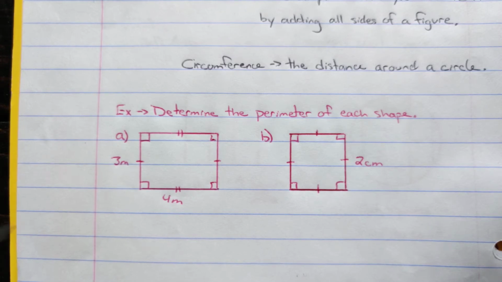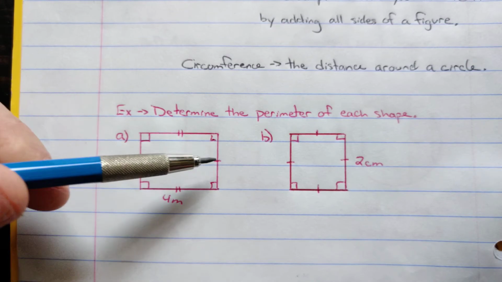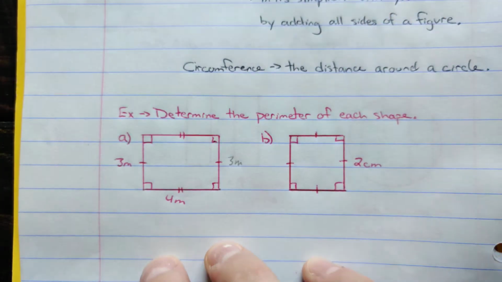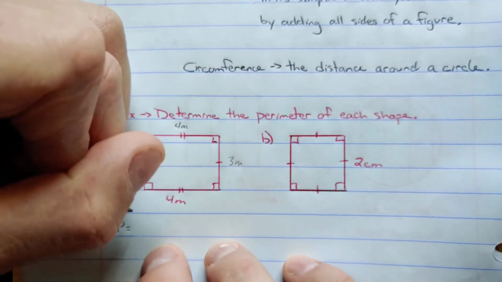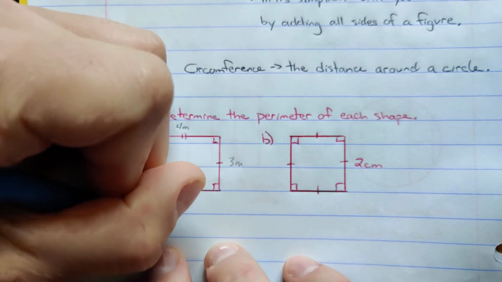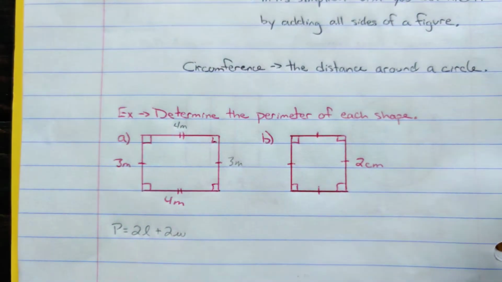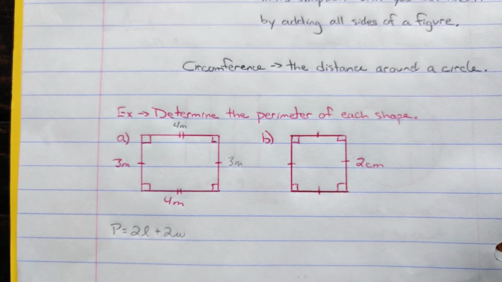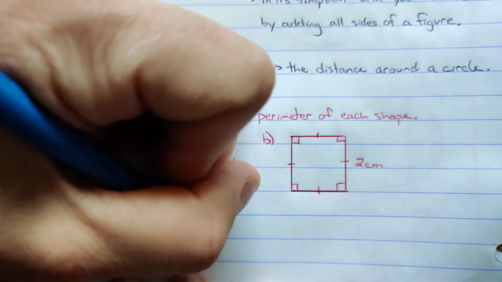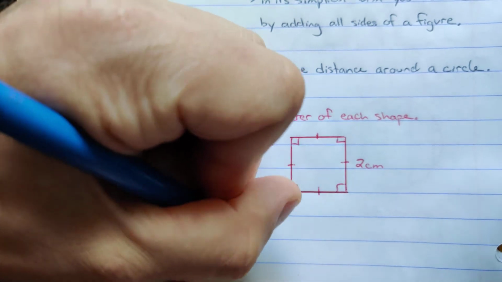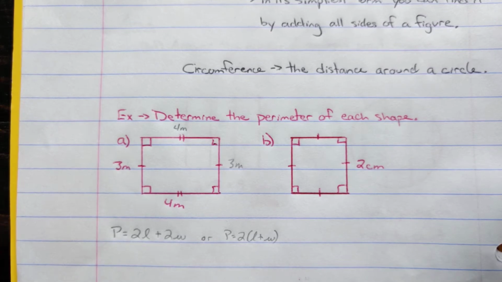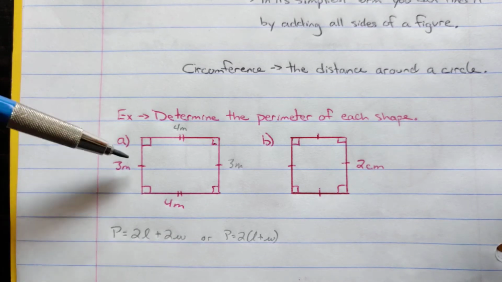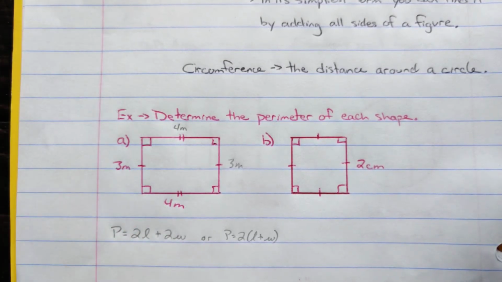We have a rectangle here. Both these sides would be 3 meters. Because of the single tick, both these sides would be 4 meters. The formula for the perimeter of a rectangle is P equals 2L plus 2W, 2 lengths plus 2 widths. You may also see it as P equals 2(L plus W). I always write my L and W in cursive just because the L doesn't look like a 1 then. But either way, it's the same. There's 2 lengths that need to be added and 2 widths that need to be added.